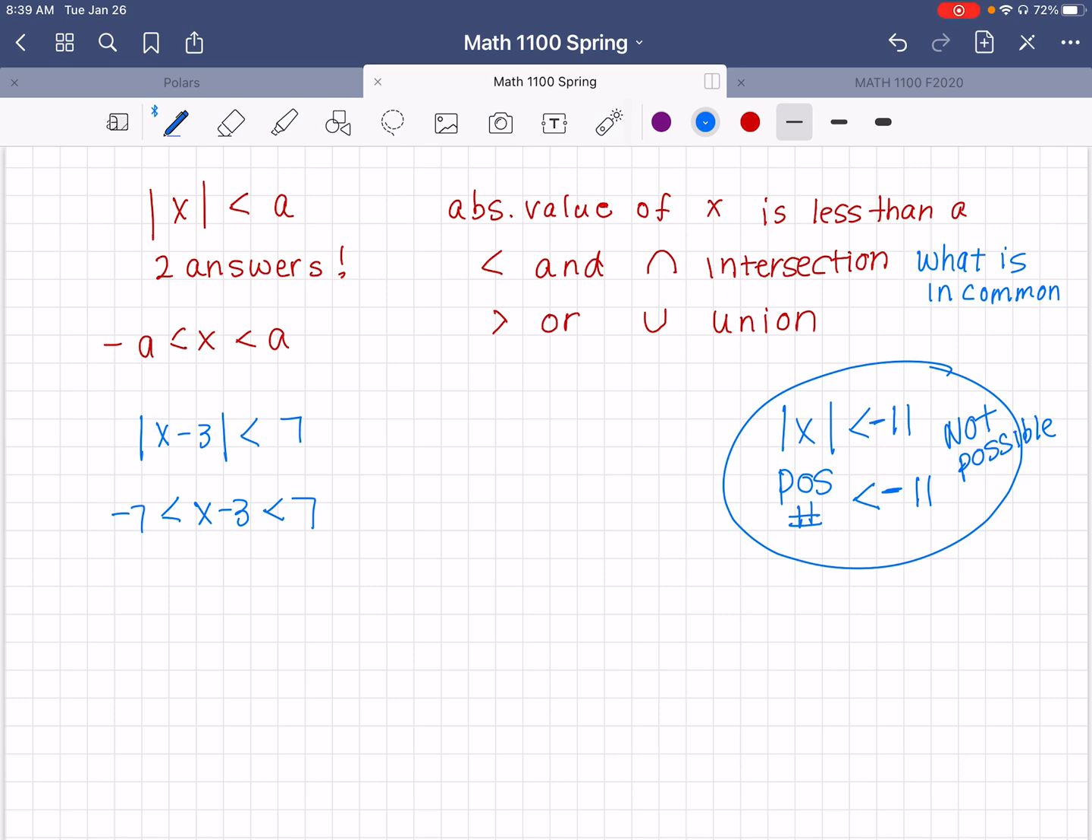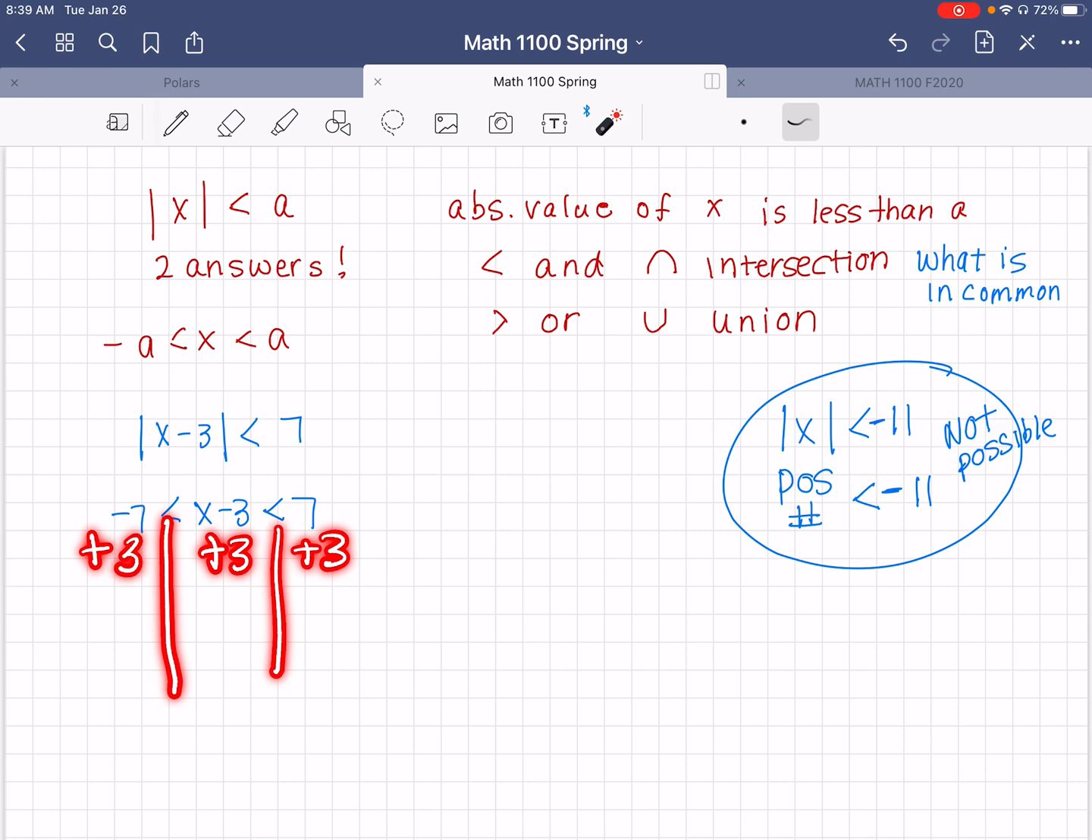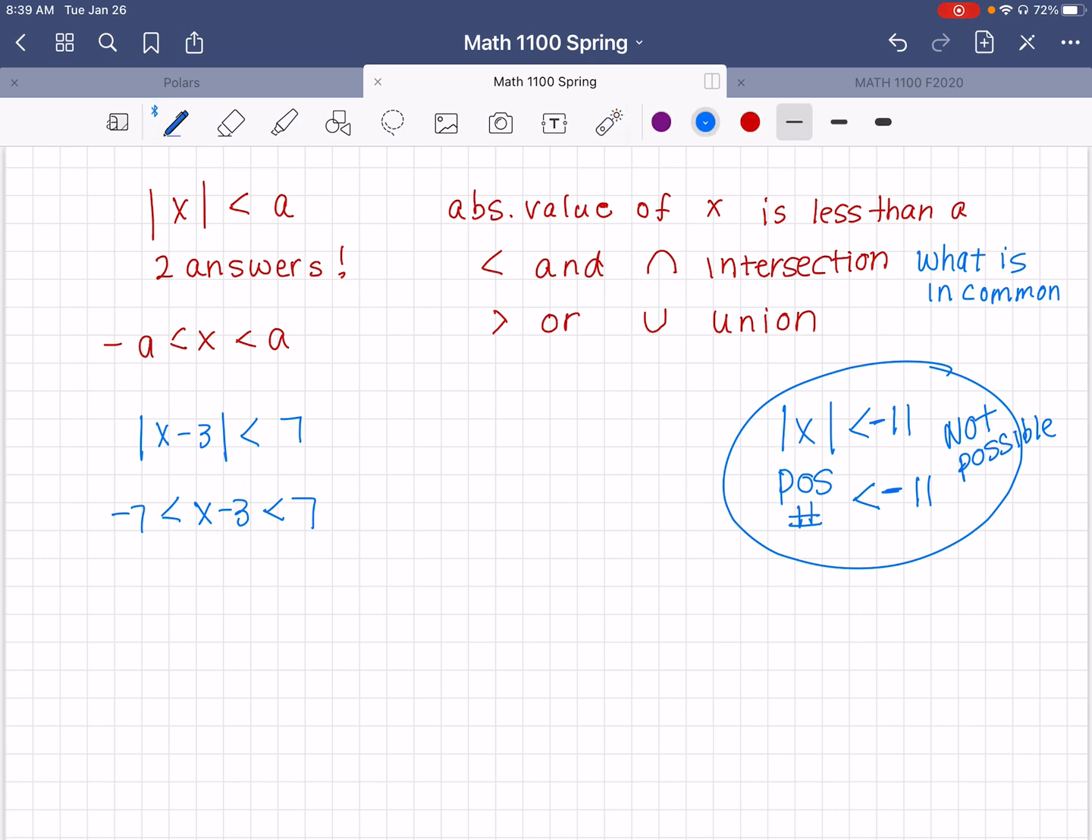So on this one, now it's like two equations. Over here I have -7, here I have +7, and I want to add a 3. So I add a 3 to that side, and I would add a 3 to this side. When I do that, I end up getting -7 plus 3, which is going to give me a -4. I'm going to keep the less than sign, and then my 3's would cancel out. So here it is. If I added 3, I would get -4 less than x less than 10.